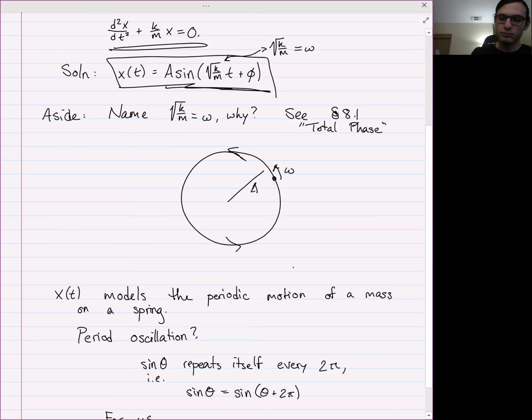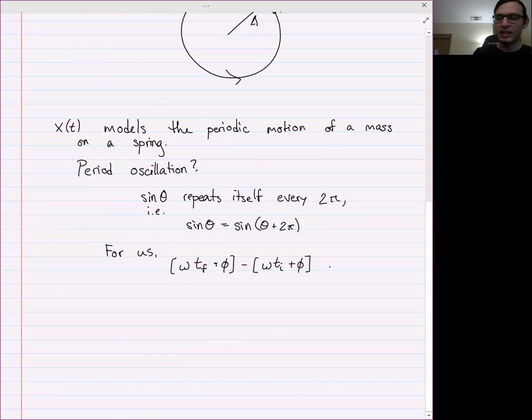and then setting it equal to 2 pi. And this should let us know how long the period is. T is Tf minus Ti. And so now we can just do some algebra and solve for Tf minus Ti. In fact, we find that omega times T equals 2 pi.